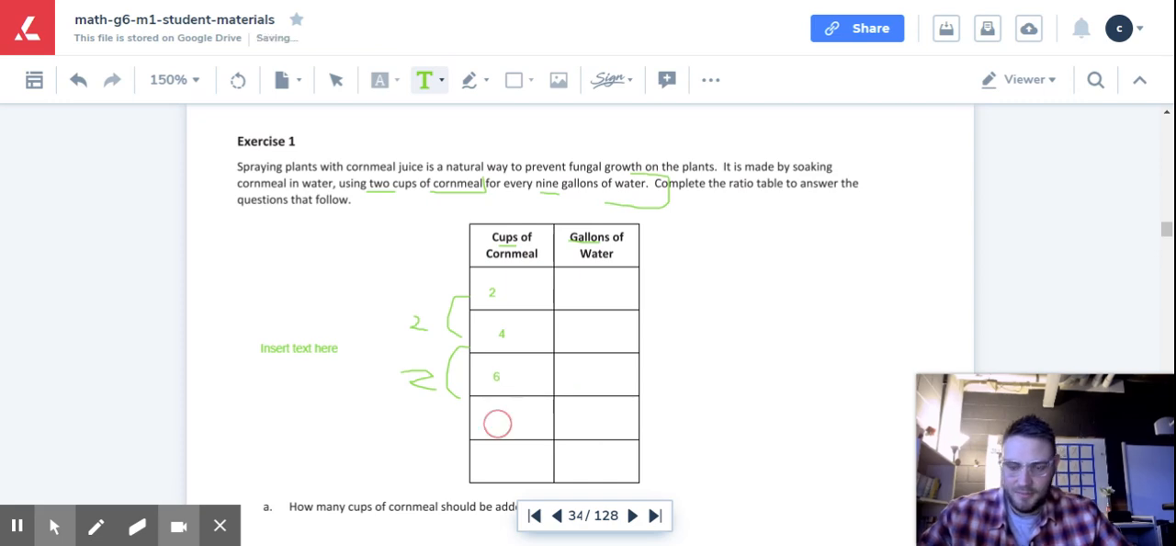Should be 6. Should be 8. Should be 10. Okay, now let's look at the water. The water is 9 gallons, so I'm going to start here with 9. So then what am I counting up by? Again, I should be counting up by whatever it said the rate was, which is 9.